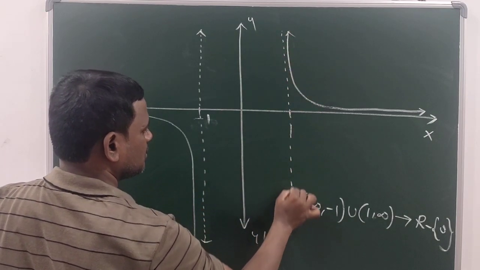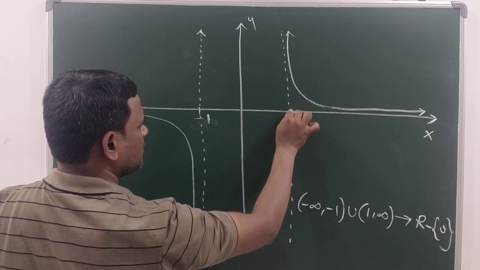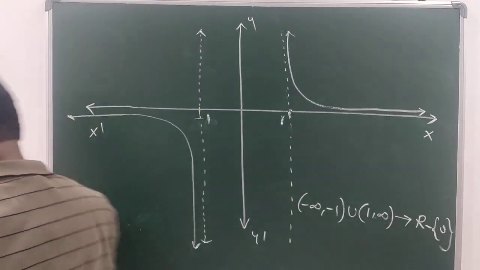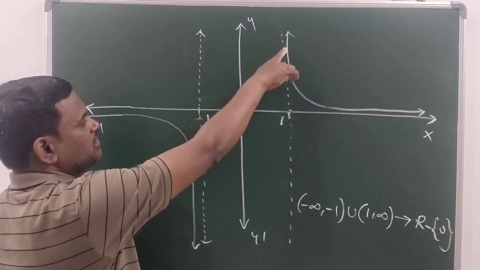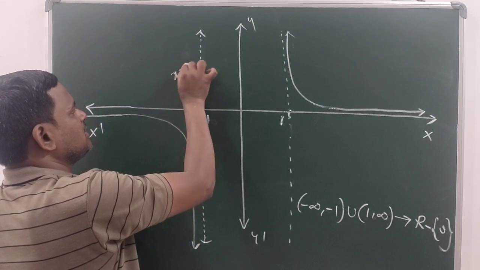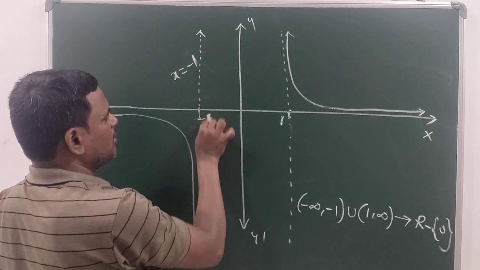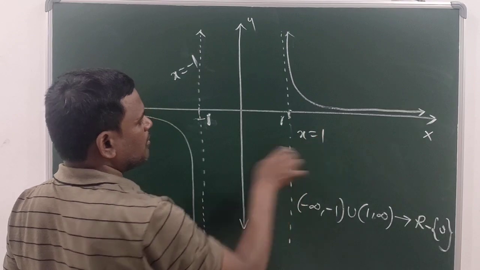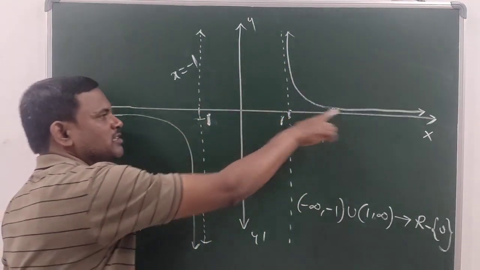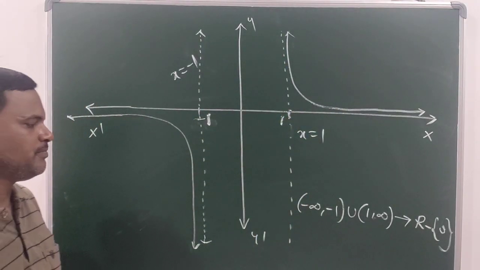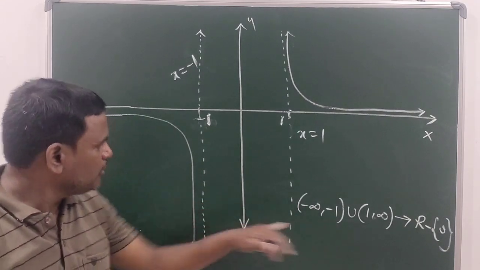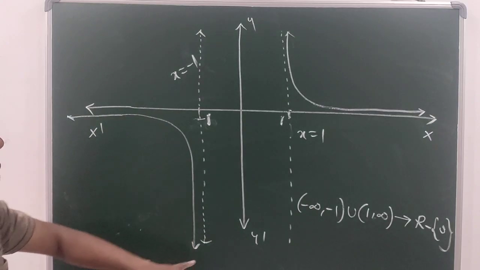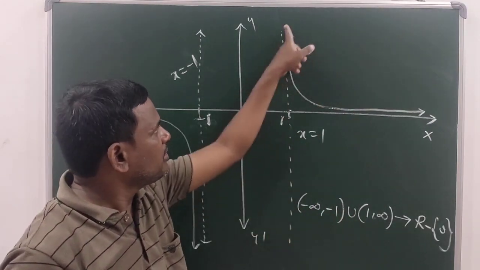Okay, students. Here, this is 1. So what is the equation of these lines? This is x equal to minus 1 and this is x equal to 1. Both are asymptotes for this cot h inverse of x graph. Okay, students. See here, minus infinity to minus 1, graph will come like this, and 1 to infinity, your graph will come like this.